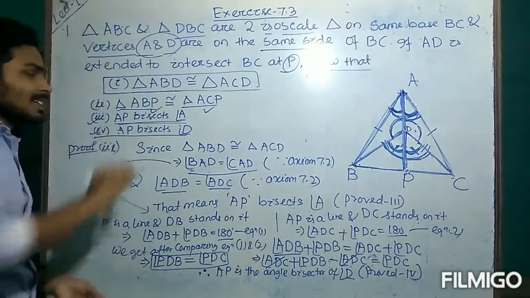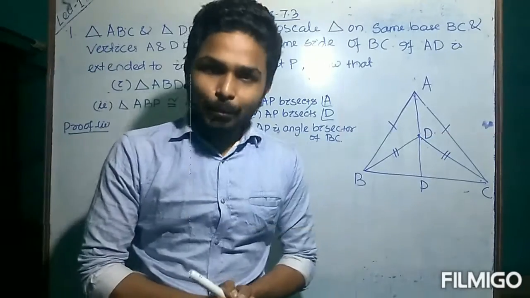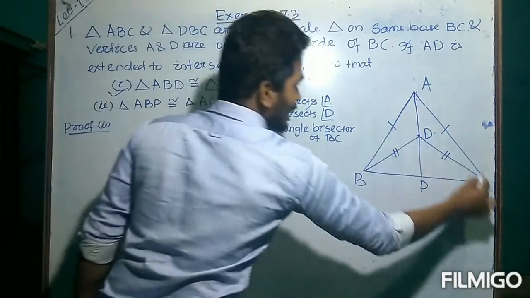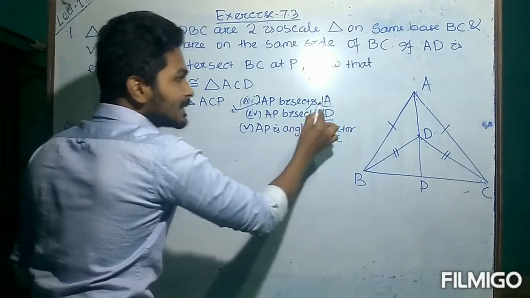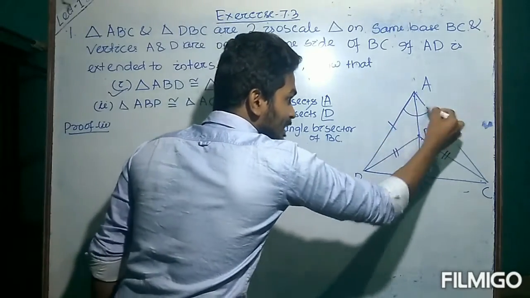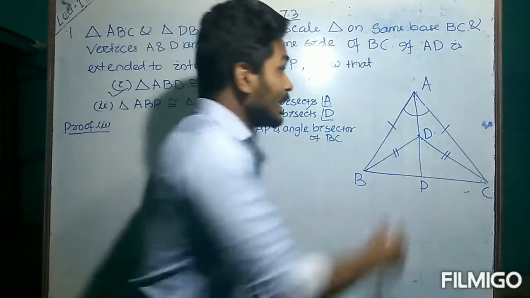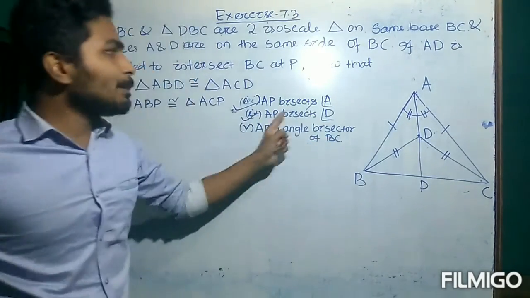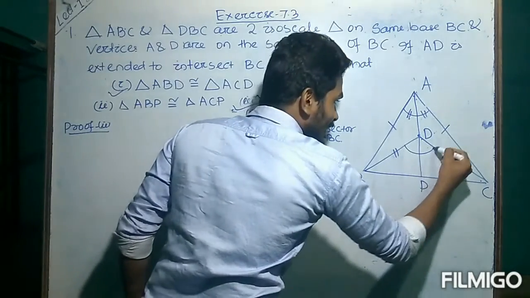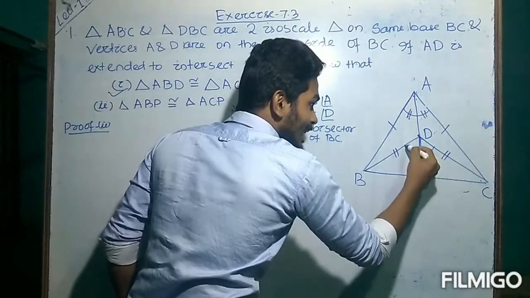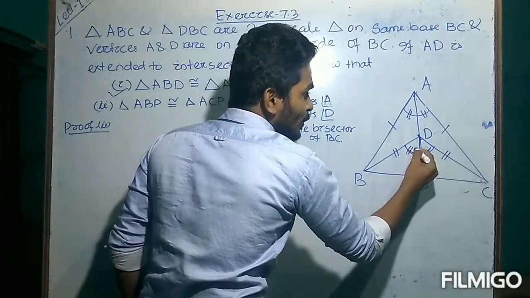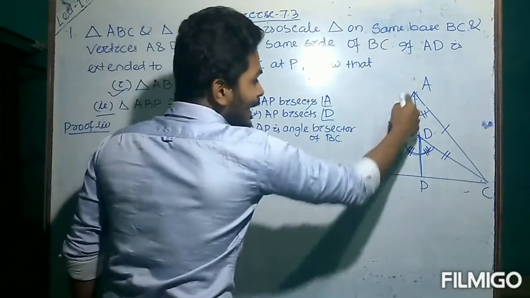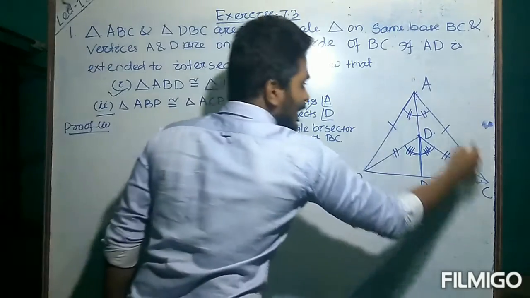Now let us prove the second statement. Till now we have proved three statements. The first statement is triangle ABD is congruent to triangle ACD. Then AP bisects A, this line AP bisects this angle. Bisect this angle means what? It divides this angle into two equal halves. We have proved it. Then the fourth statement is AP bisects D. We have also proved that AP bisects the angle D, that means it divides the angle into two equal halves. And now we will prove the second statement, that is triangle ABP is congruent to triangle ACP.